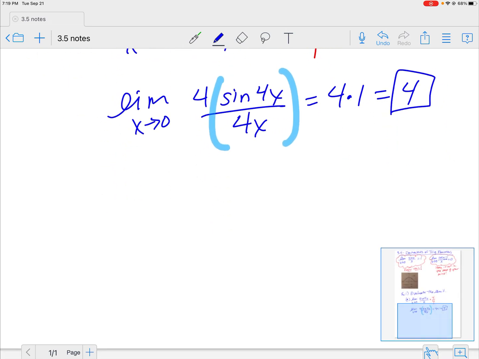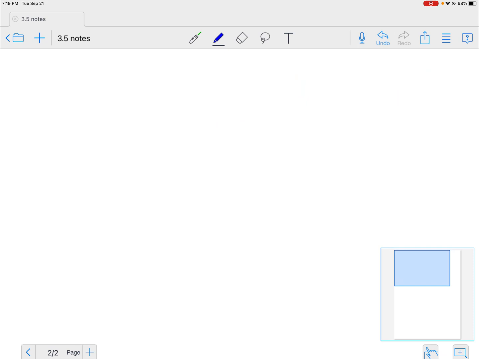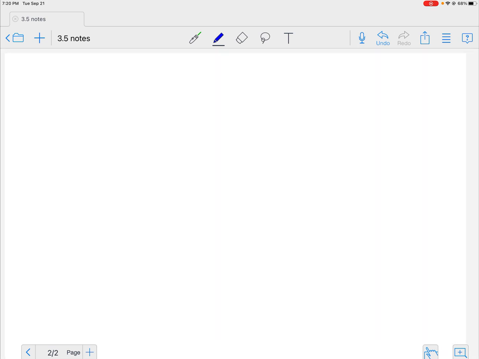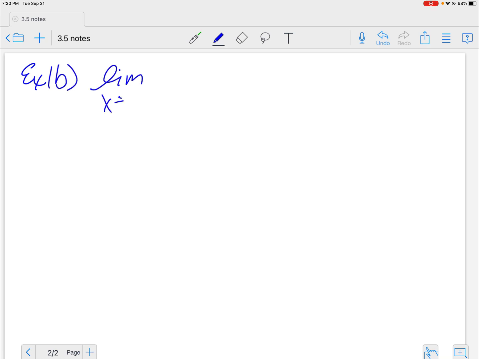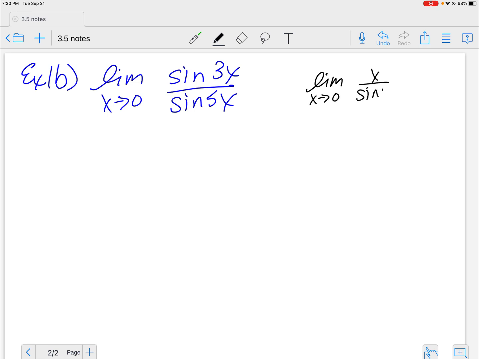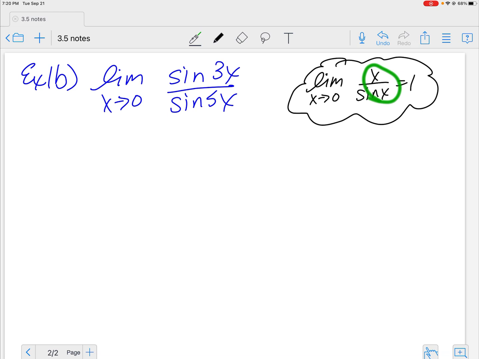I might have enough room, but I'm not going to chance it. So let's go to the next page. Here's example 1b. I'm going to take the limit as x approaches 0 of the sine of 3x over the sine of 5x. Now, something that we didn't talk about, but is still legit: the limit as x approaches 0 of x over the sine of x is still 1. So the sine can be on the top or the bottom as long as the angle is the same. That's the key.